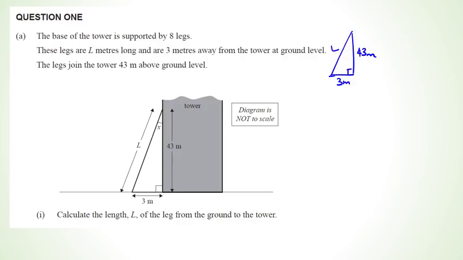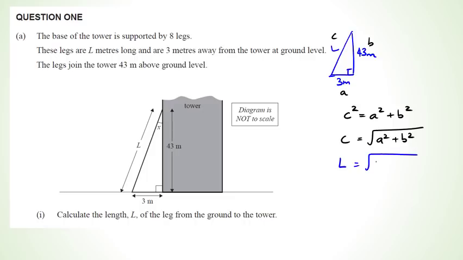At this point, you should recognize that you're doing Pythagoras. For example, if I say that's A, B, and C, then we can say that C squared equals A squared plus B squared. So C is equal to the square root of A squared plus B squared. In this case, L, because that's what C is, is the square root of A squared, which is 3 squared, plus B squared, which is 43 squared. When you put this in the calculator, you should get an answer of 43.10 meters. So this question, guys, is worth an achieved.